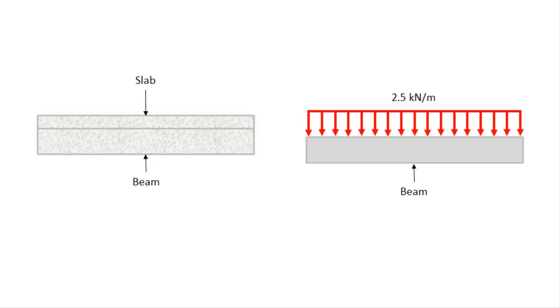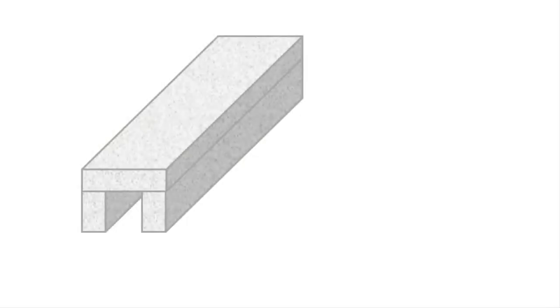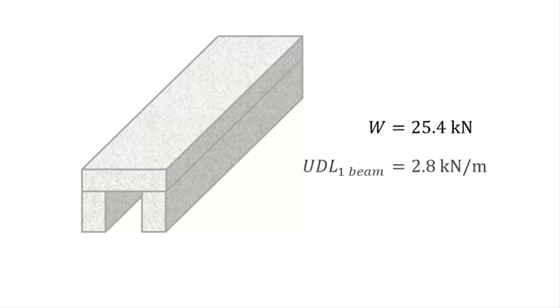So this represents a uniform load distribution on the beam, but there are often times where the load distribution is not so uniform. Let's now consider how the weight of the slab would be loaded if we now had 2 beams supporting it, like what's shown in the diagram here. The 2 supporting beams are located along the long edge of the slab. We know that the slab has a weight of 25.4 kilonewtons, and for one beam, that represents a UDL of 2.8 kilonewtons per meter. But what's the UDL on each beam when there are 2 beams?